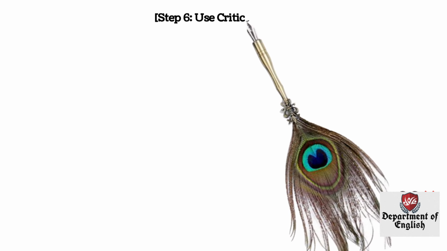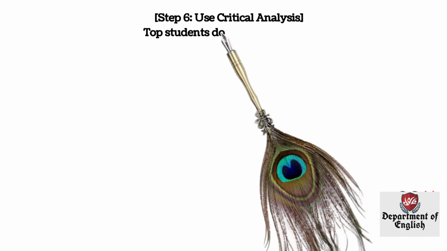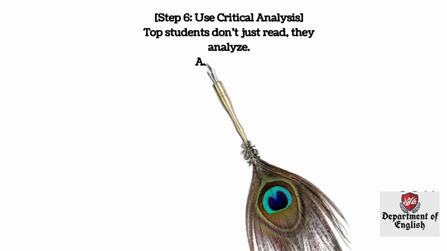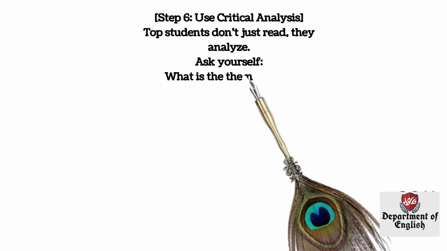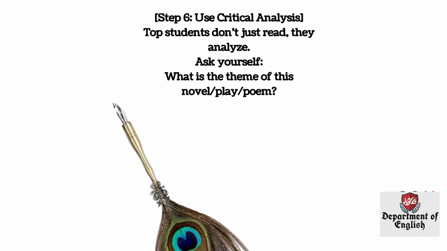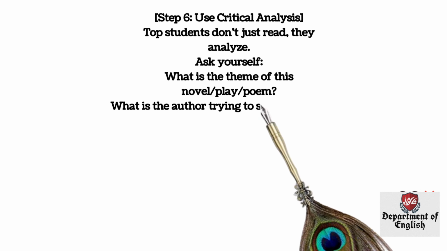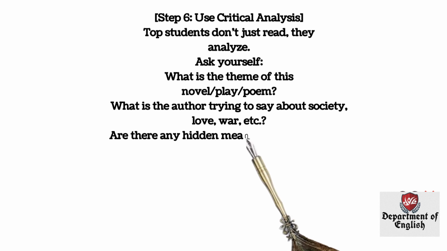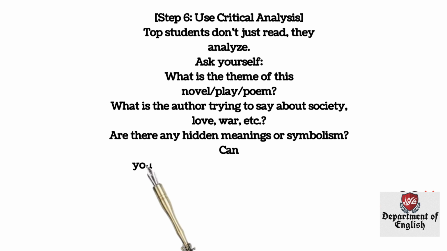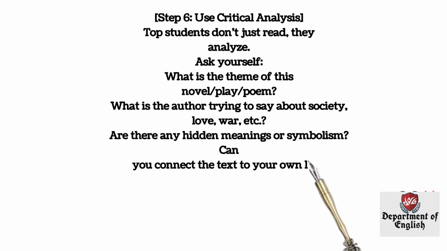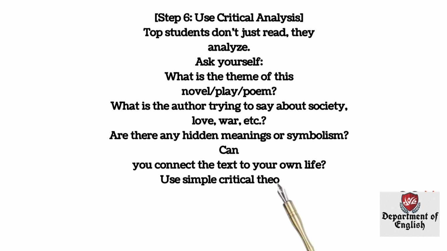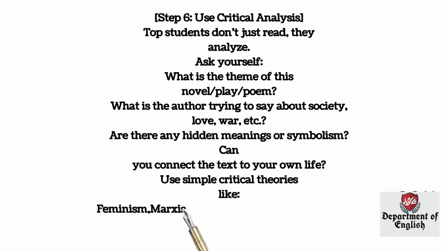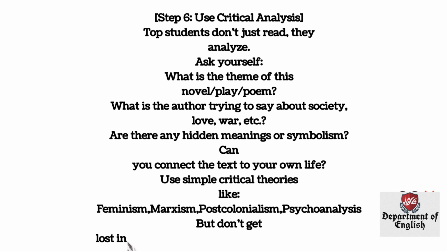Step 6. Use critical analysis. Top students don't just read, they analyze. Ask yourself, what is the theme of this novel, play, poem? What is the author trying to say about society, love, war, etc.? Are there any hidden meanings or symbolism? Can you connect the text to your own life? Use simple critical theories like feminism, Marxism, postcolonialism, psychoanalysis. But don't get lost in theory. Use it to support your understanding.